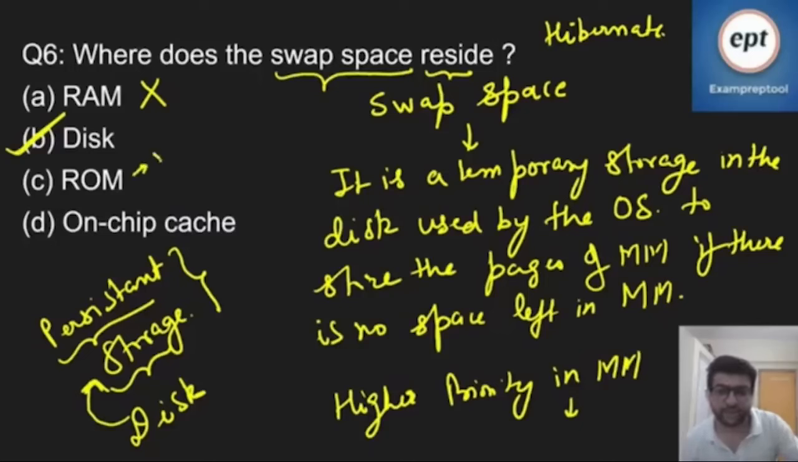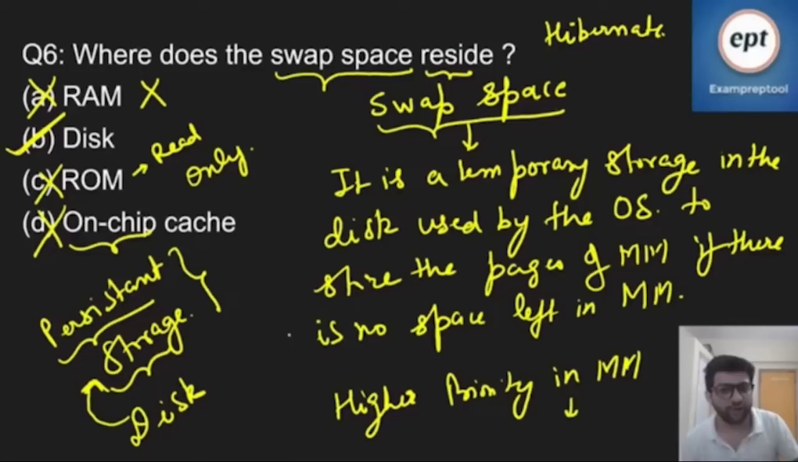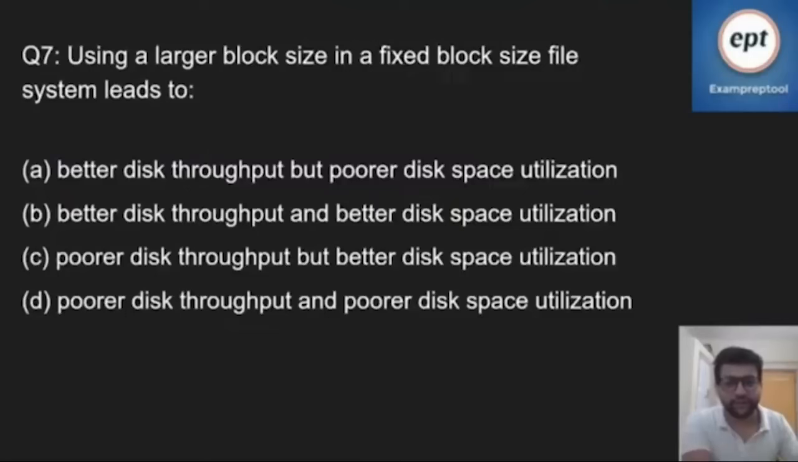Why? Because it is read-only memory, right? How can we write in a read-only memory? So this is not the answer. And on-chip cache is also not a persistent storage, so this is also not the answer. So just remember what swap space is, and you will be able to solve these questions. This question can also be asked in the GATE exam for around 1 mark. Okay, so moving on to the next question.